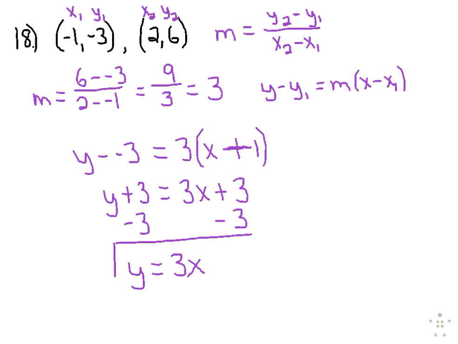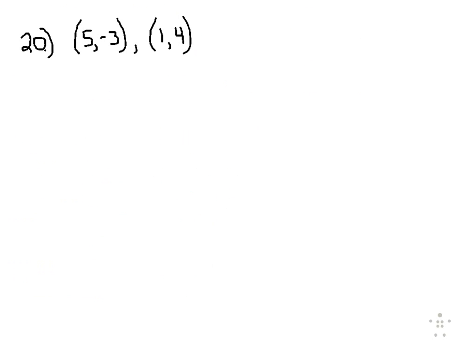And so your slope-intercept form of the equation of this line is y is equal to 3x. So your y-intercept is 0. Moving on to question number 20. Again, the same thing. We have 2 points, so let's find the slope first.